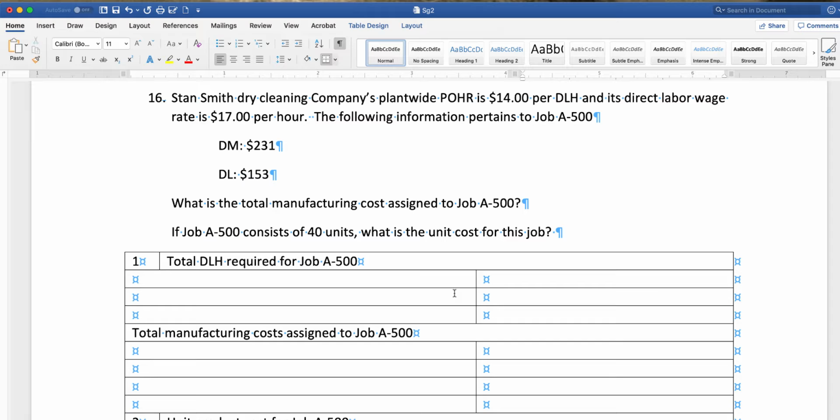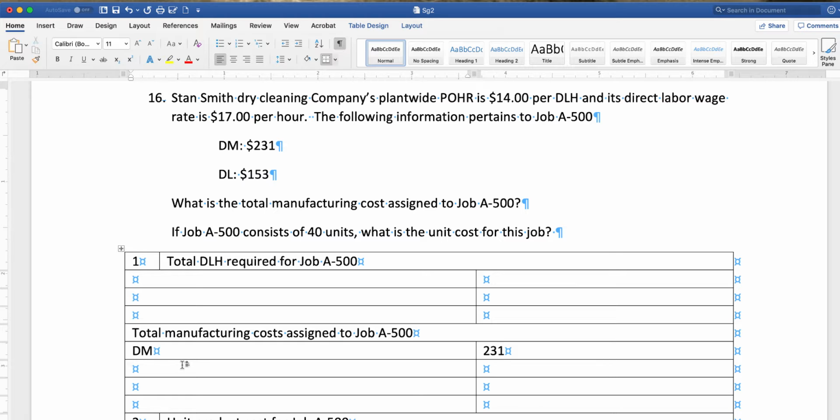So, first thing we got to do is we got to figure out what is our total manufacturing cost. So I'm going to come down here and I'm going to say, hey, this is easy. Direct material, we got $231.